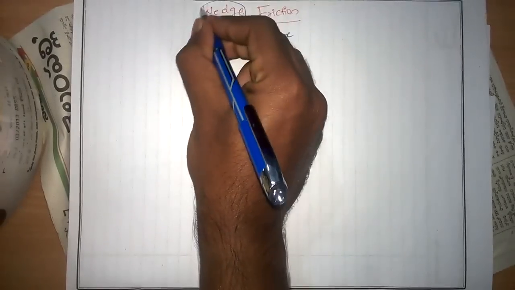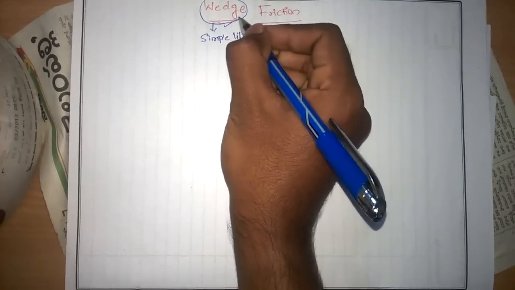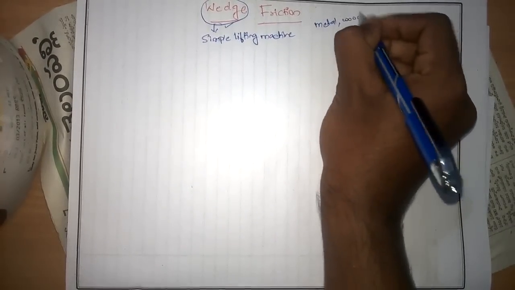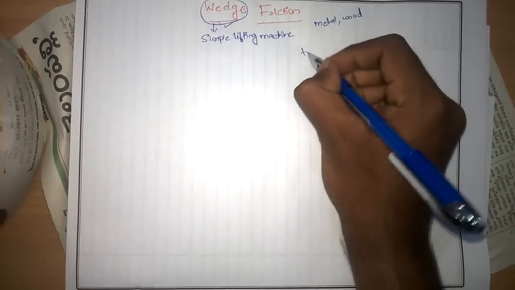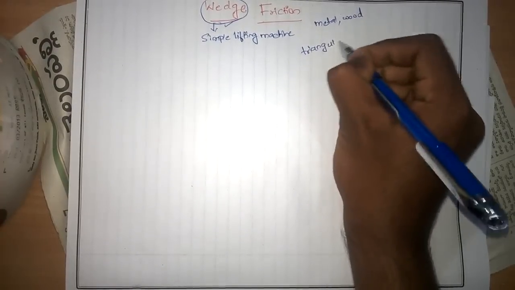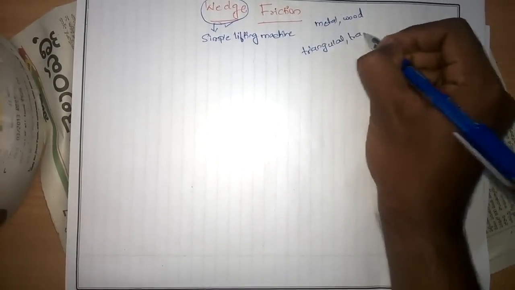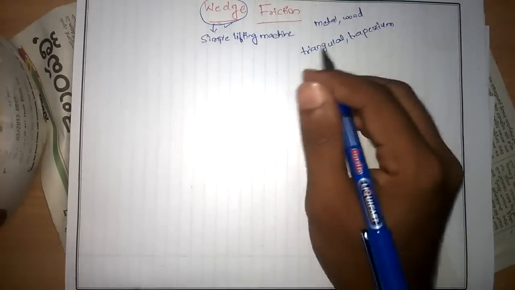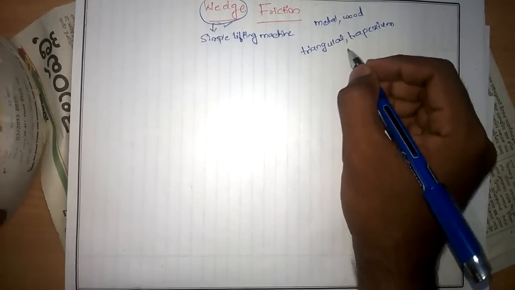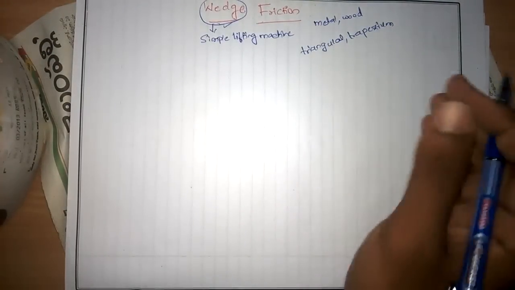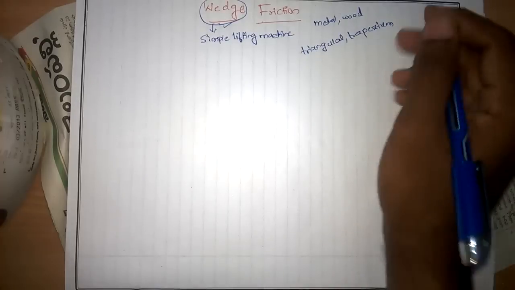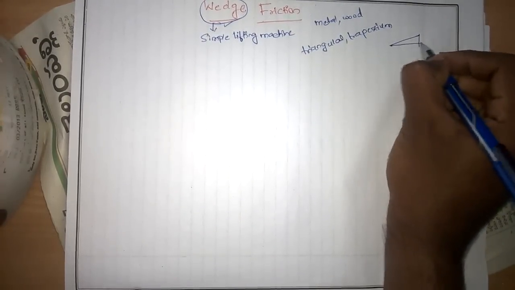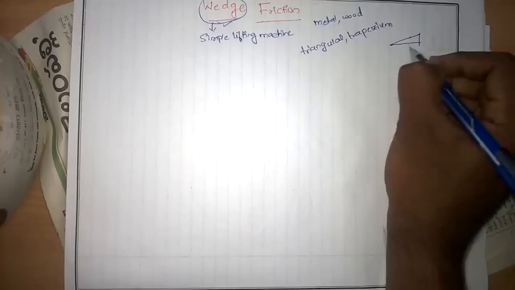A wedge is made of metal or wood, of any shape. It may be of two different shapes: triangular or trapezium. In both shapes, the opposite faces will not be parallel. It means in a triangle the opposite surfaces will not be parallel.